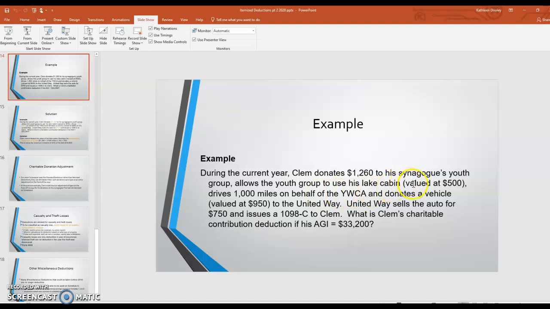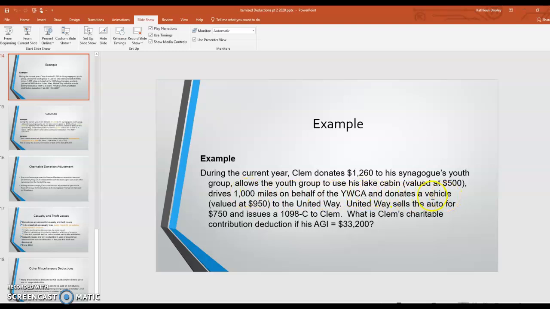Well, using your property for free instead of charging them is not something you can take as a deduction. So you would not be able to use that $500. Clem drives 1,000 miles for the YWCA, and that is allowed. So, if you're driving to and from somewhere where you're donating your time, your actual time is not deductible, but the mileage is deductible, so that would be okay.